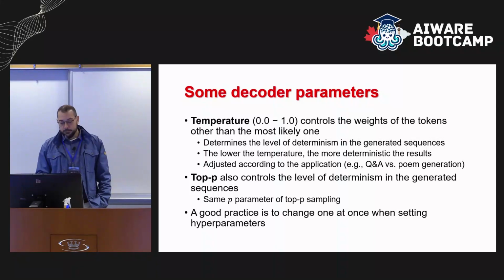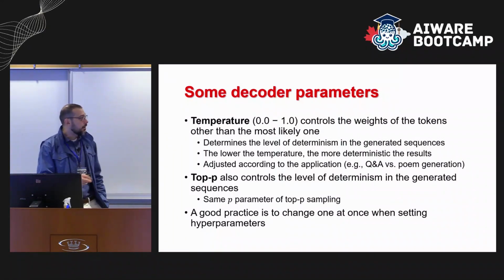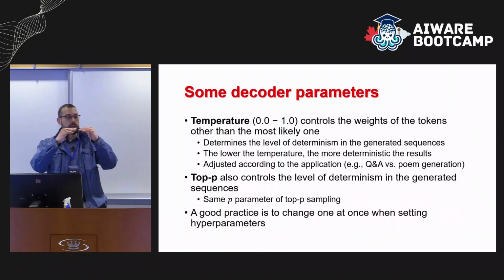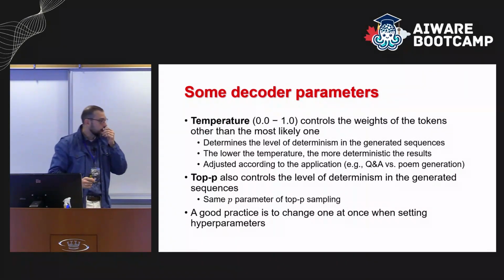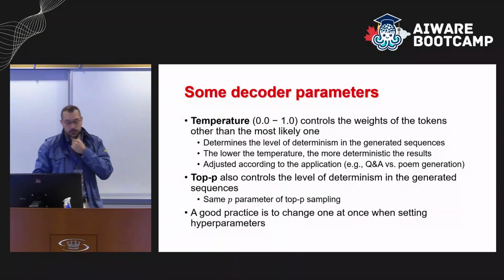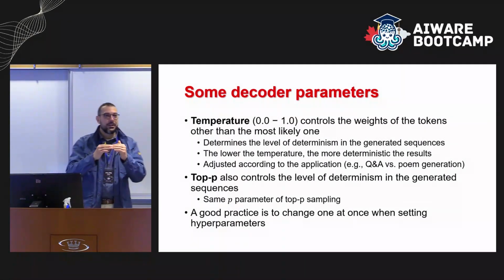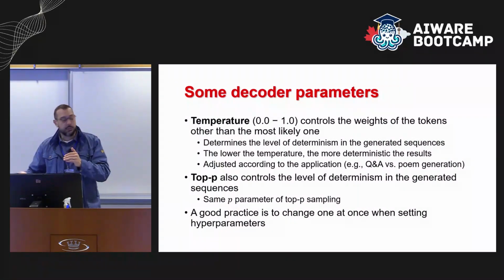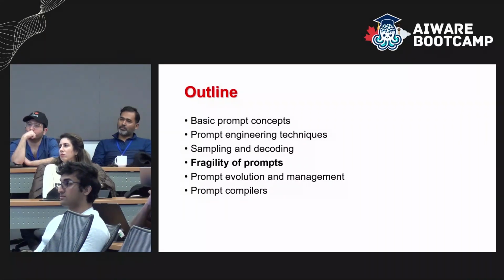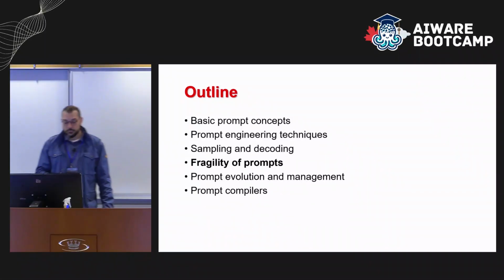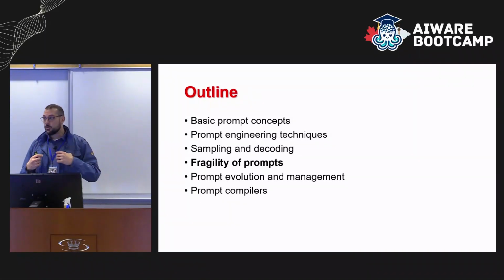And top P: I just spoke about top P sampling. You select only the tokens that are above the P on the sequence of tokens, ordered by probability. So P determines how many tokens you can get at each sampling step. A good practice is to change these parameters when you're setting hyperparameters from your API. So this is pretty much the basics on prompting and what we need to set up in terms of parameters for the decoder.